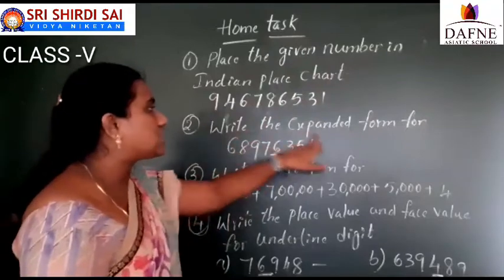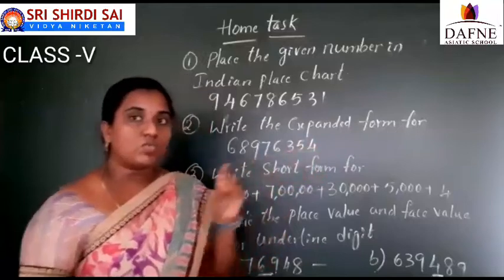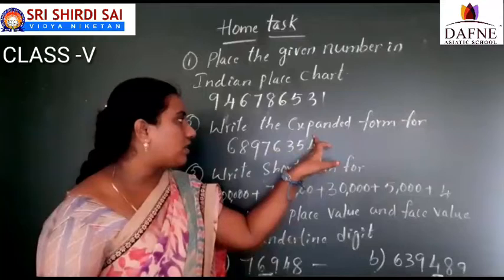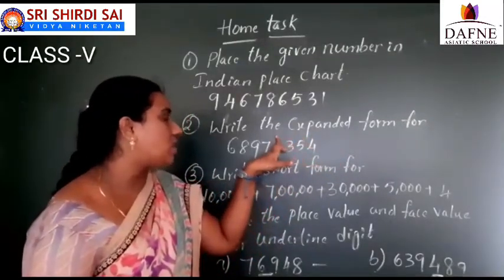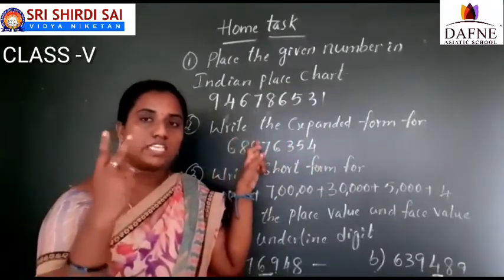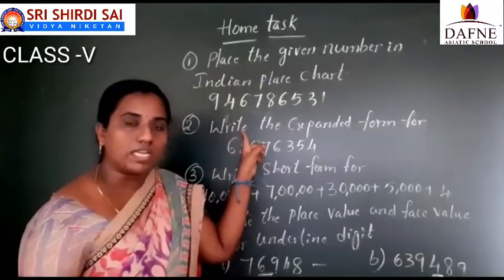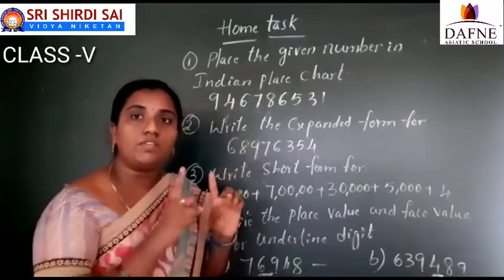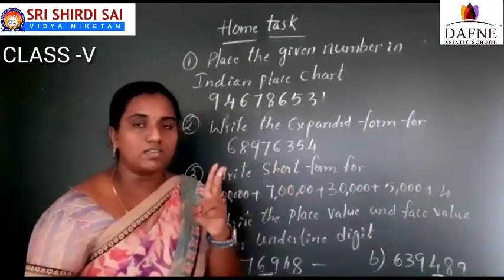Second one, write the expanded form for 6897 6354. So first, what I said while I am saying the expanded form? First you have to write the place values on this number like ones, tens, hundreds, thousands, 10,000s, lakhs, 10 lakhs, crores. So 2 steps I said in the expanded form. What are the 2 steps? So 6 into what is the period, that one you have to write, and 8 into that period. So that one completed, after you have to multiply that face value and the place value. Then you have to write the next step. 2 steps I said. Okay.